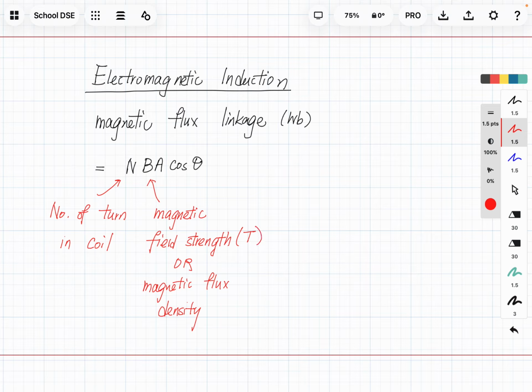Of course, there are more details we can talk about for electromagnetic induction, but the principle of electromagnetic induction is about this.